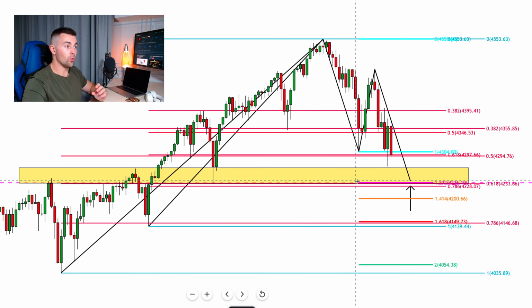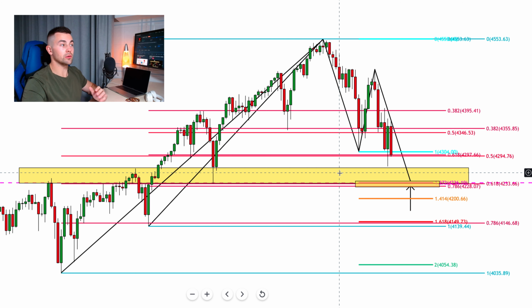Look over here. Yes, based on the completion point of our harmonic ABCD pattern, based on the lower boundary of the structure area that we spotted, we see a very nice confluence. The confluence between the 0.786, 1.272, and 0.618. Yes. Now what I suggest doing right here is to execute the so-called chart cleaning.